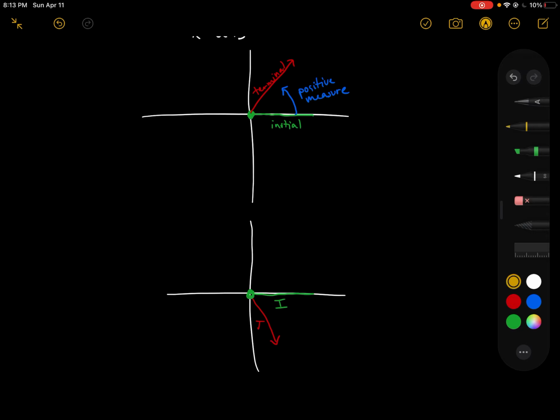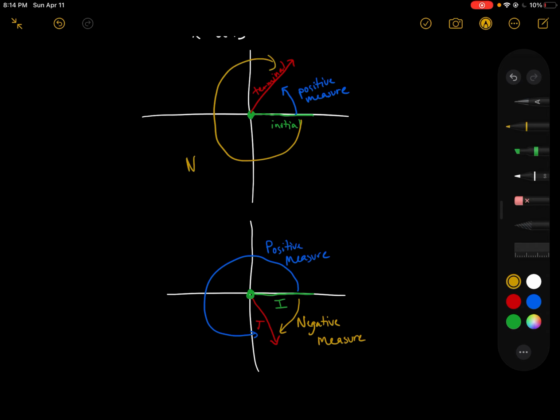So again, initial, this time maybe our terminal is down here, and then we would have a negative angle measure. And actually in both of these cases, there is both positive and negative measure. If we had positive measure, we would start here and go all the way around. And in the other case, this angle, we would start here and loop around to see our negative measure.